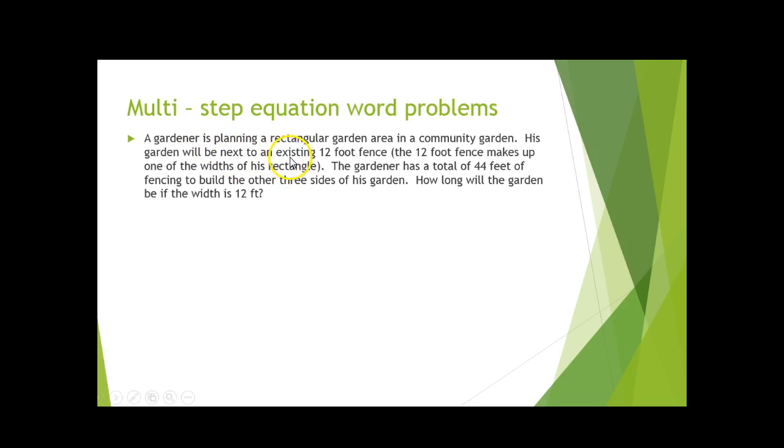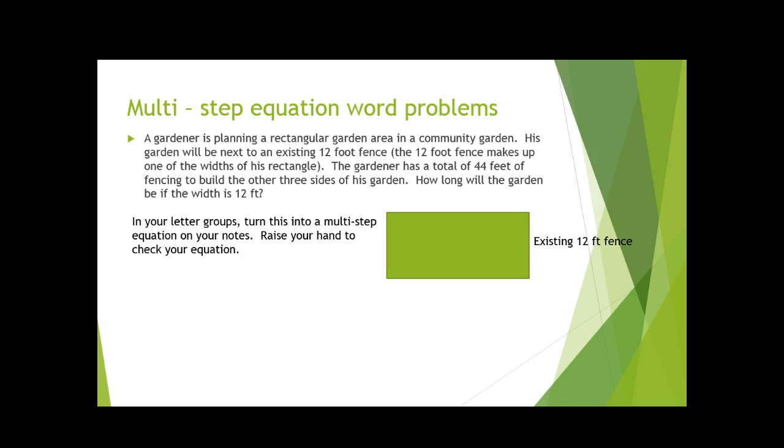His garden will be next to an existing 12-foot fence. So basically the 12-foot fence makes up one of the widths of his rectangle. The gardener has a total of 44 feet of fencing to build the other 3 sides of his garden. How long will the garden be if the width is 12 feet? So here's his garden. On one side, he's got an existing 12-foot fence.